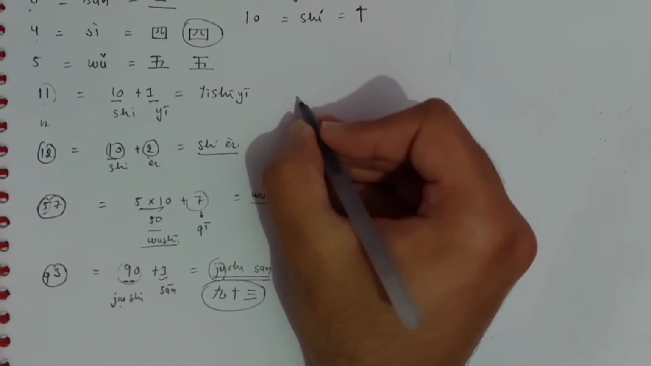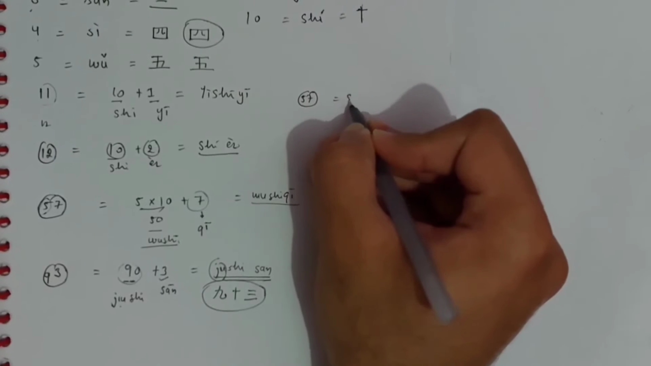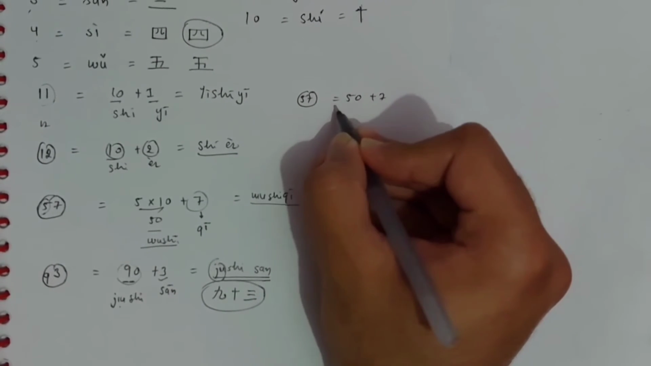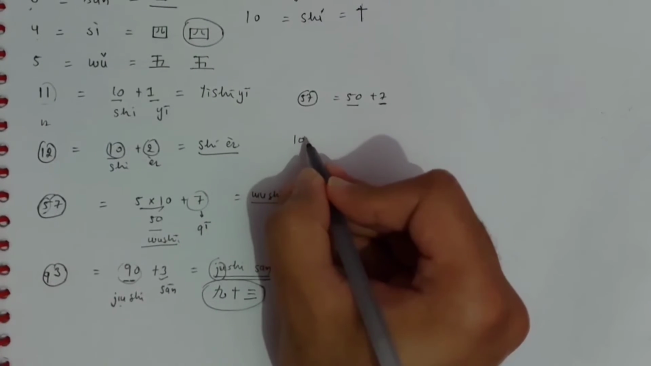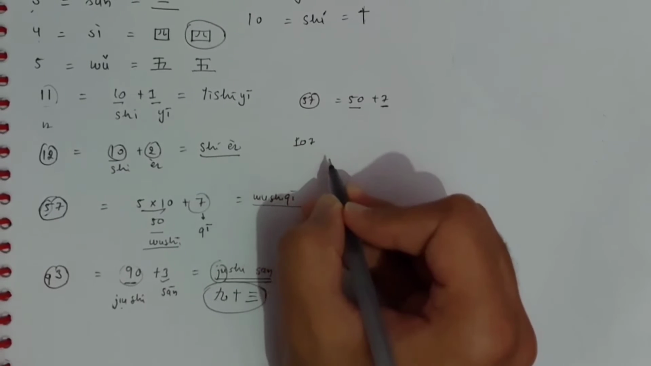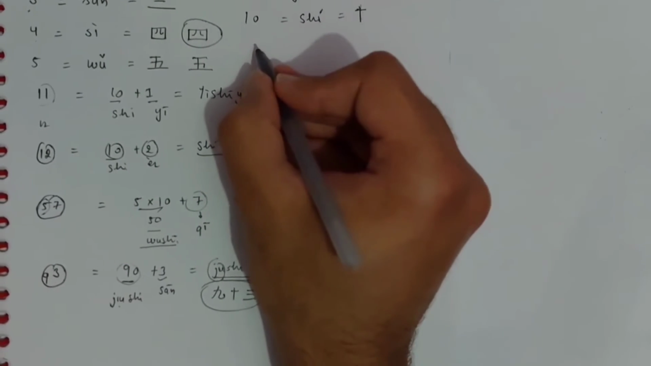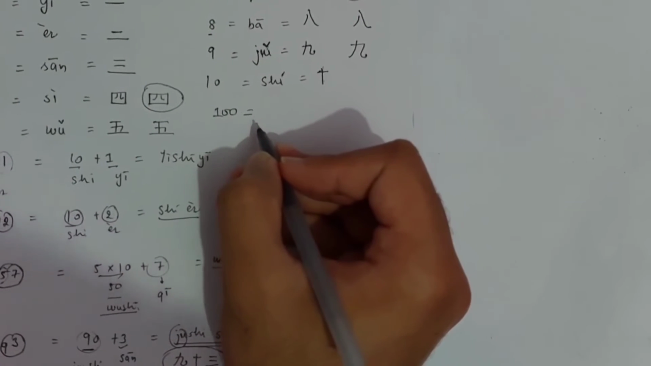If there is a number like 57, split it into 50 plus 7. Split it into tens and then ones. If you get numbers with 3 digits, above 100, first of all we should know what 100 is in Chinese.